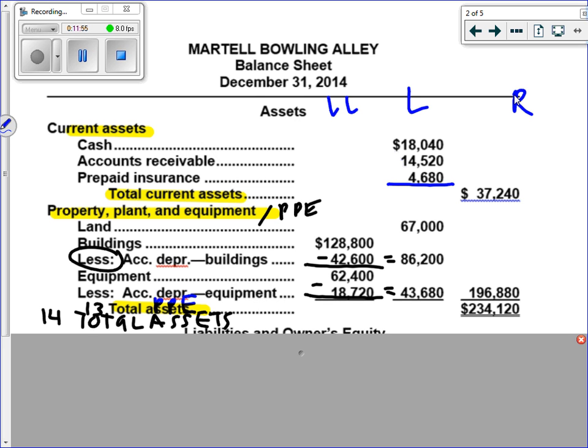We're definitely missing two. The other two were long-term assets and intangible assets. I don't see anything on there that's like goodwill or patents. I don't see anything on that list regarding that. Okay.